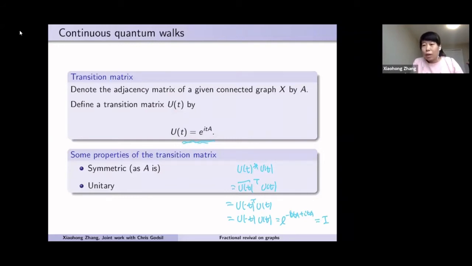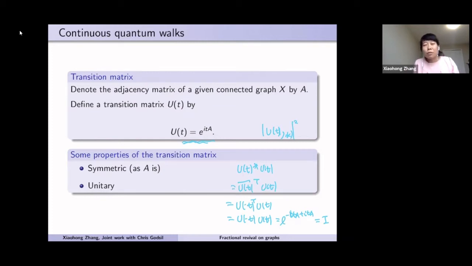Therefore, any row or any column has Euclidean norm 1. In particular, if we take the (g, t) entry out and take the modulus squared, it represents the probability that if we start the walk at vertex g, it will end up at vertex t at time t.